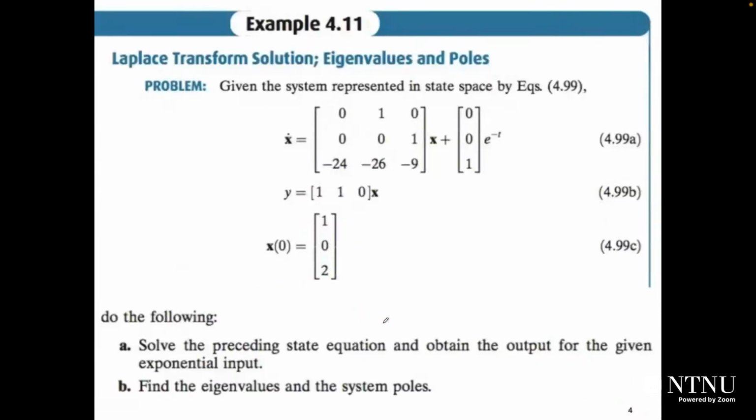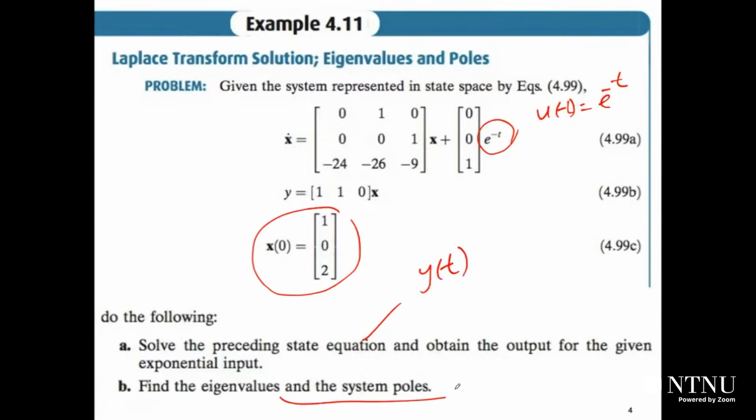So now we have an example. You have this system represented in a state space representation, x dot equals Ax plus Bu, y equals Cx. These are the initial conditions, right? We need to solve the state equation and obtain the output for the given exponential input. This is my input, so u of t equals exponential minus t. We need to solve this equation and get y of t. And after that, we need to find the eigenvalues, the system poles.